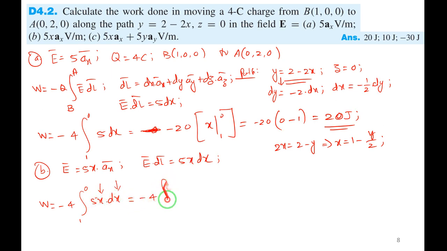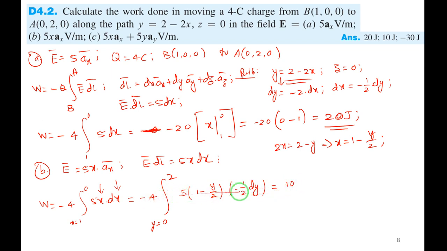Minus 4 integration. What is x? x is 1 minus y by 2. What is dx? dx is minus 1 by 2 into dy. The limits were from x 1 to 0. Now I have to change the limits to y, so it is 0 to 2. This is the y limit, and this was the x limit. I have changed it, right? So minus 1 by 2, you can take outside. 5 also you can take, minus half also you can take. So minus into minus is plus, 5 into 4 is 20, 20 by 2 is 10. So directly I will write 10.